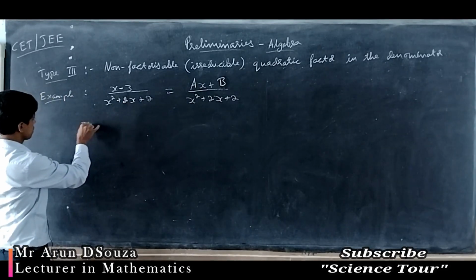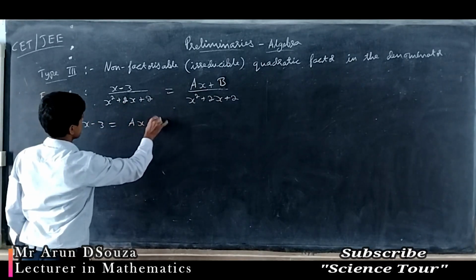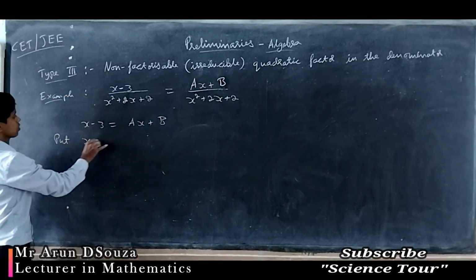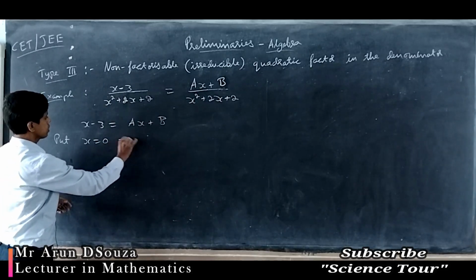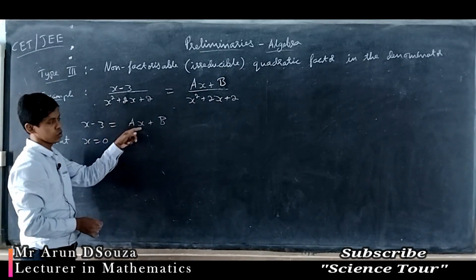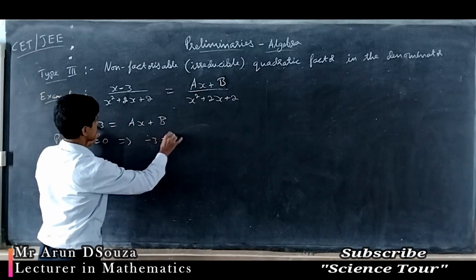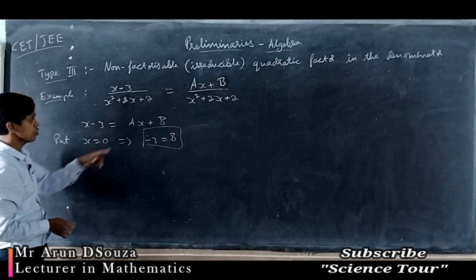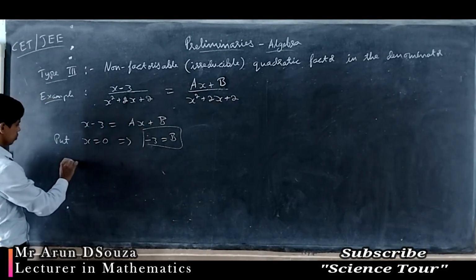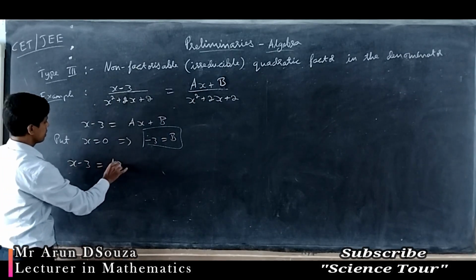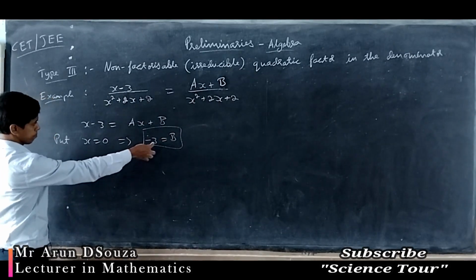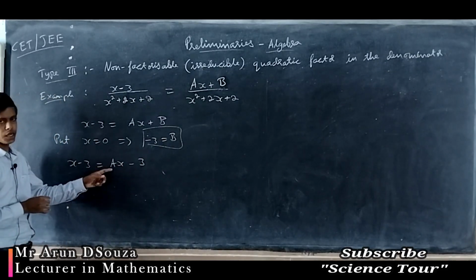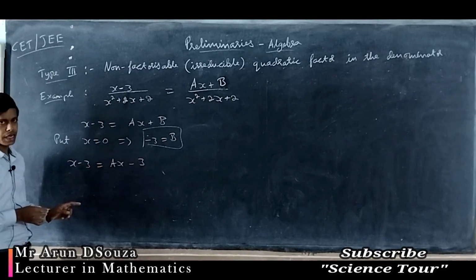So what remains is x minus 3 equals ax plus b. So get the values of a and b. In the shortcut method, put x is equal to 0. Okay, so when you put x is equal to 0, this is minus 3, that is equal to b, and that's the value of b. Well, next, now you got the value of b, so substitute. So x minus 3 equals ax, and this is minus 3.